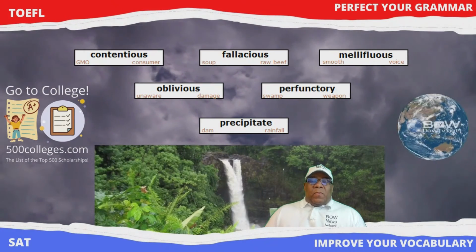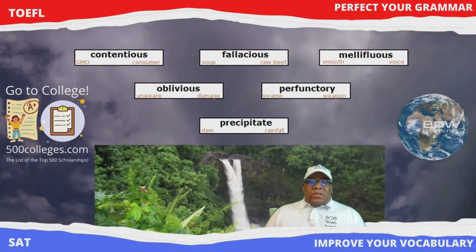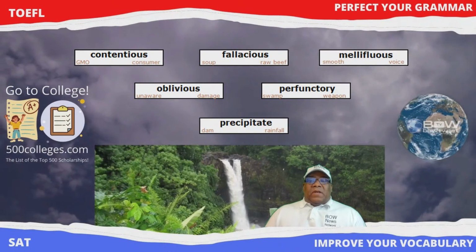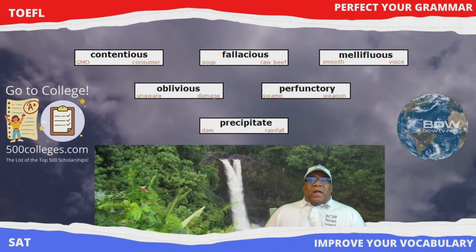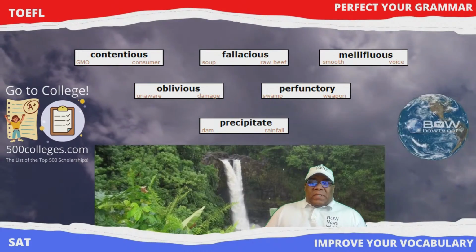So here we have six words we're going to be looking at: contentious, fallacious, mellifluous, oblivious, perfunctory, and precipitate.